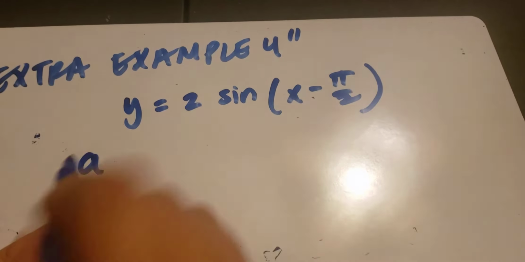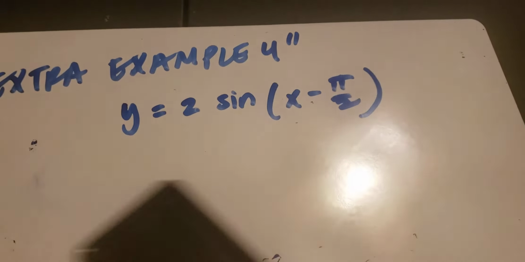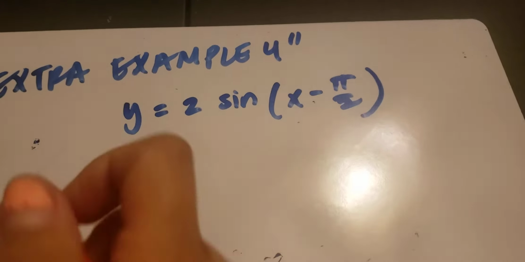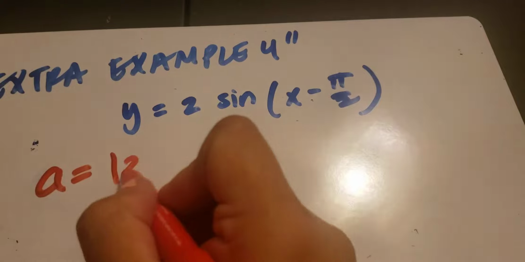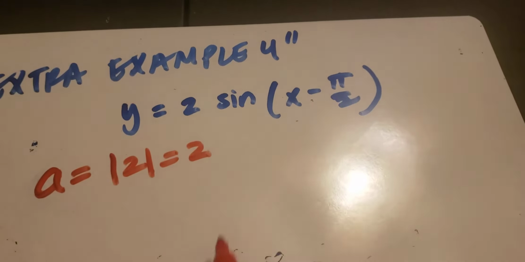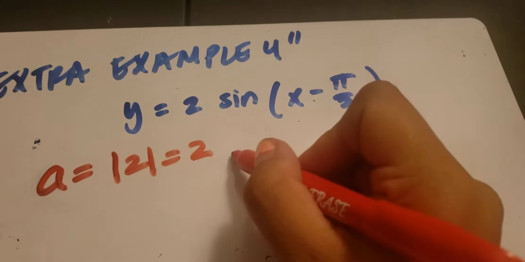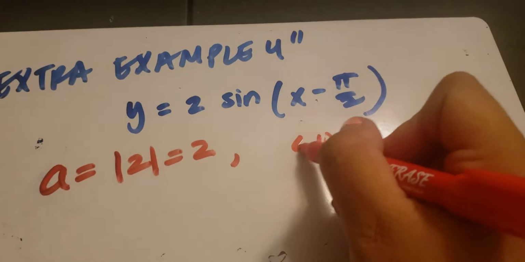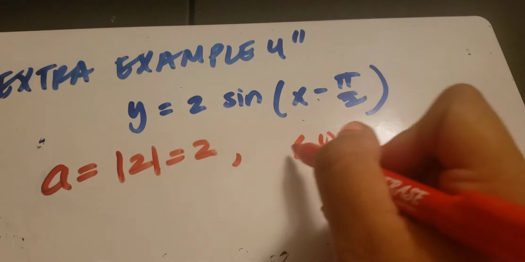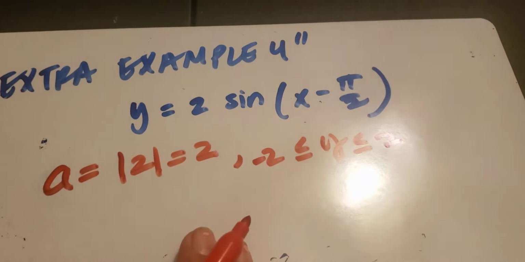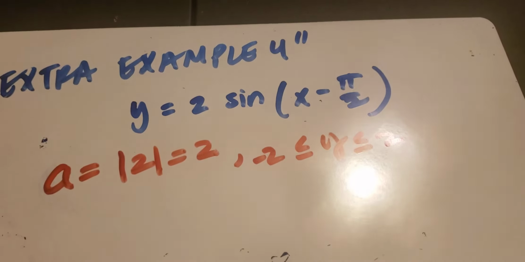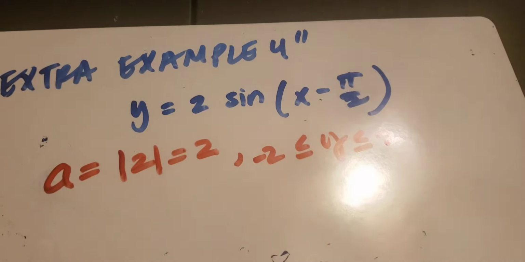Let me color code this so it stands out. Okay, we know that our A stands for amplitude, and that's the absolute value of 2, which is 2. And remember, this helps you with your range. So your range is going to be greater than or equal to -2 and less than or equal to 2. So that's that, okay? And then let's find our period.